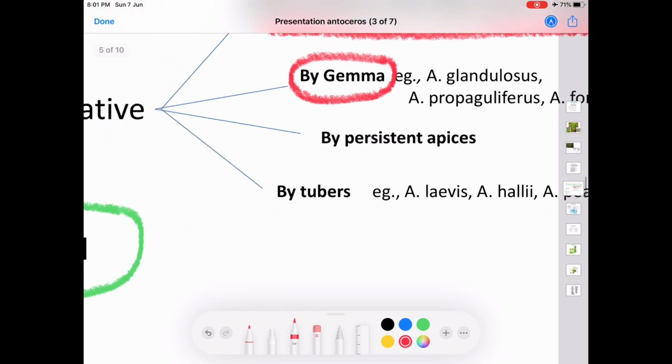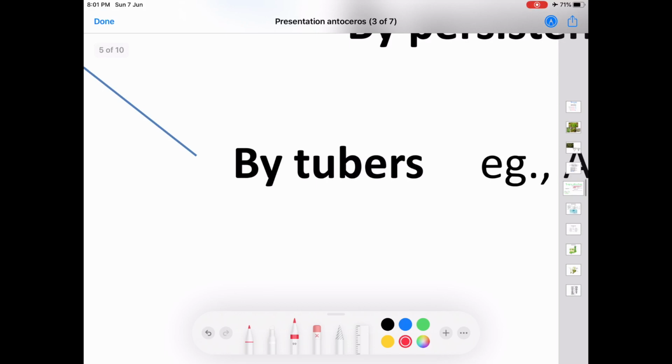Now, the fourth method is by tuber formation. Towards the end of the growing season, the apices of the thallus lobe get thickened and form the perennating tubers. These are capable of passing unfavorable conditions, and on the resumption of favorable conditions, the tubers produce a new thallus.